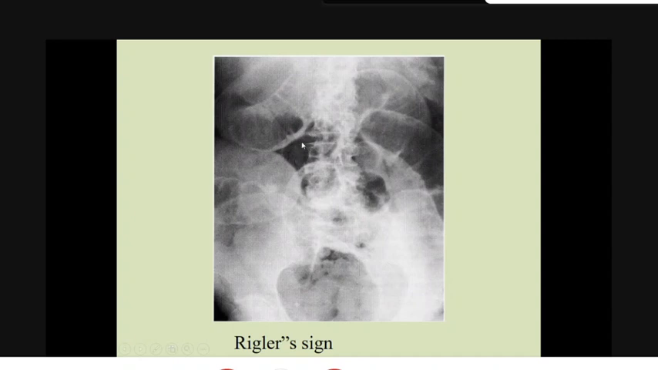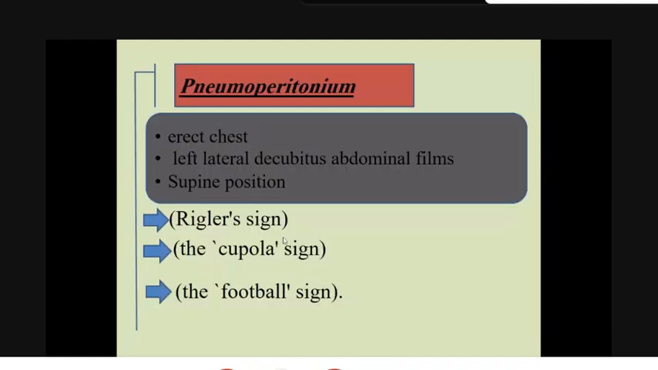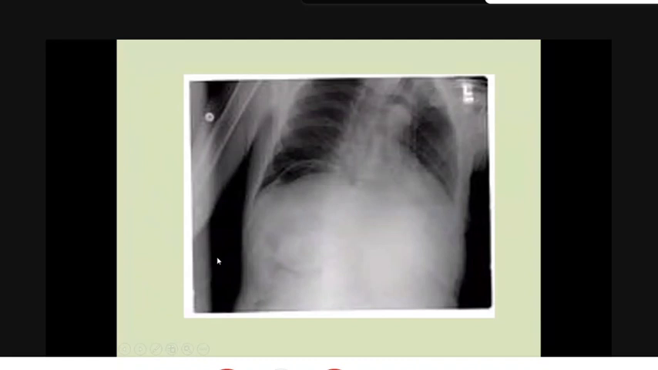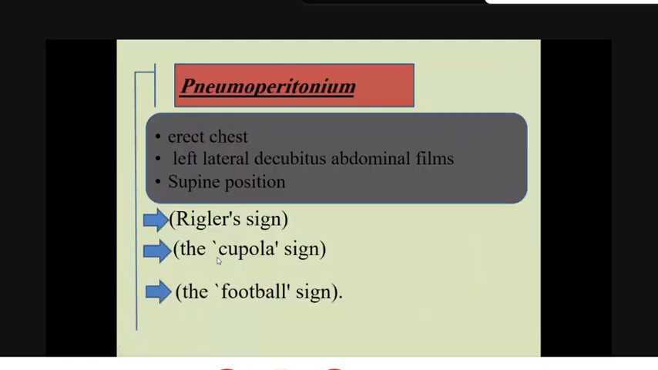This translucency indicates the presence of air. This is the outer wall of a bowel. This is the inner wall of the bowel. Visualization of both walls indicates the presence of pneumoperitoneum. Another sign that can be seen on the supine plain abdominal film is the cupola sign. What is the cupola sign?